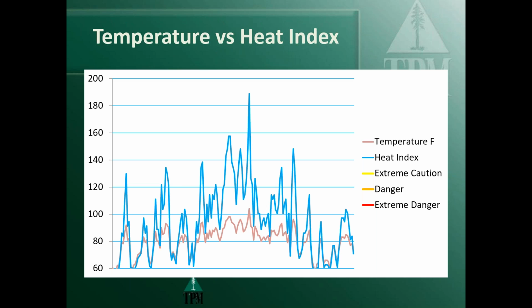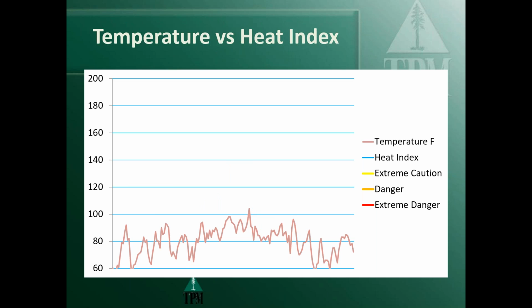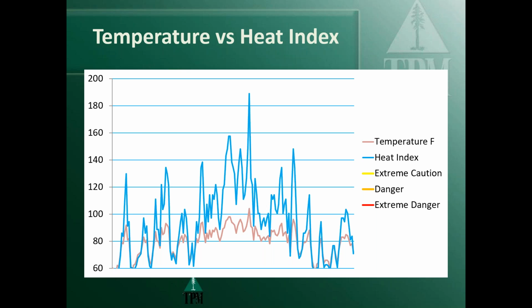Hold on. Okay, there we go. This is just a measurement over the course of eight to nine months. And the pink line there is just the temperature. This is what the temperature was. Well, here's how the heat index relates to that.